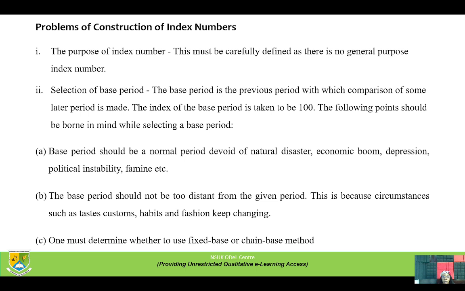The following points should be borne in mind while selecting a base period. A. Base period should be a normal period devoid of natural disaster, economic boom, depression, political instability, famine, etc. B. The base period should not be too distant from the given period. This is because circumstances such as customs, habits, and fashion keep changing. C. One must determine whether to use fixed base or chain base method.